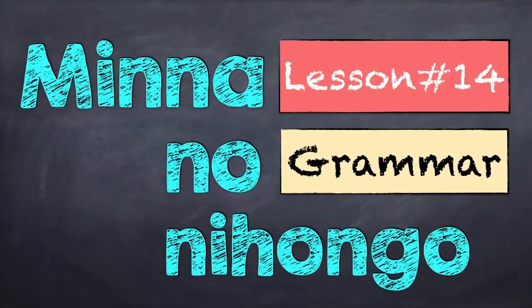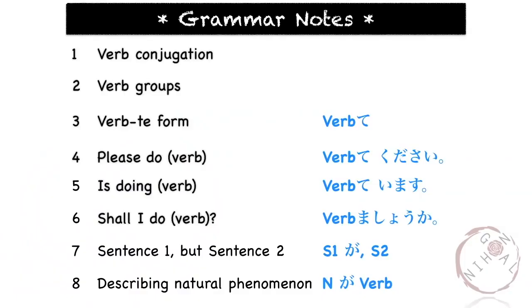Konnichiwa! Welcome back. In this video, we will learn new Japanese grammar from the Minna no Nihongo textbook, Lesson 14. Here, we will learn verb conjugations such as the te form of the verb and how to use them in a sentence. それでは始めましょう。Here are the grammar points that we will learn in this lesson.